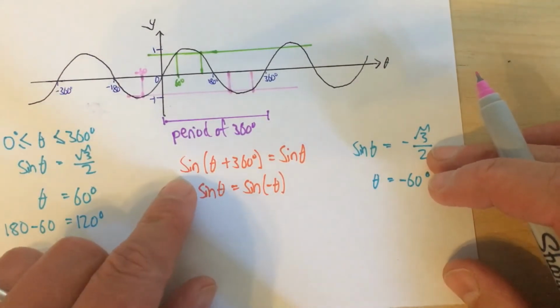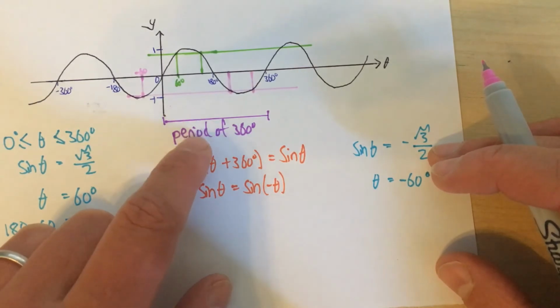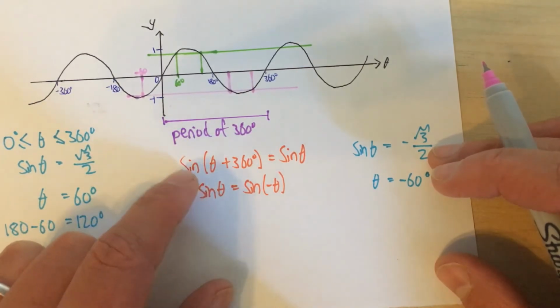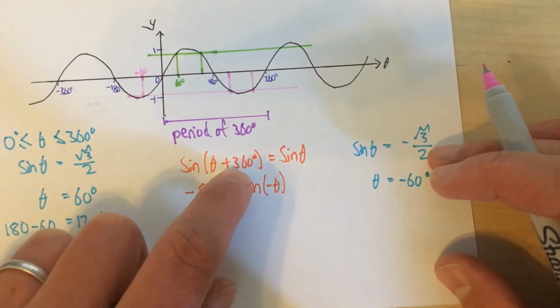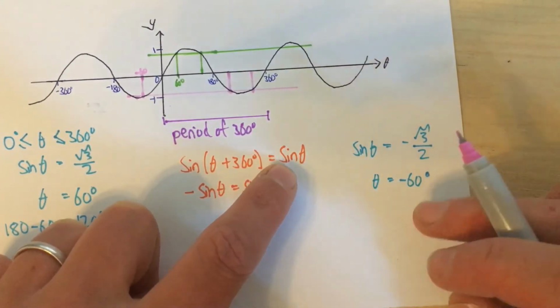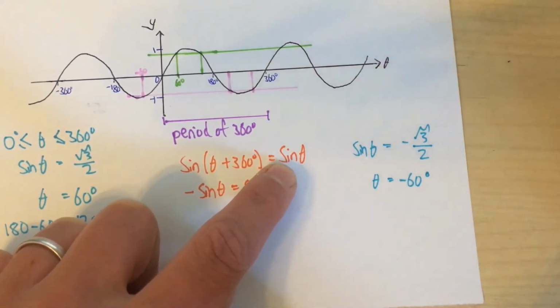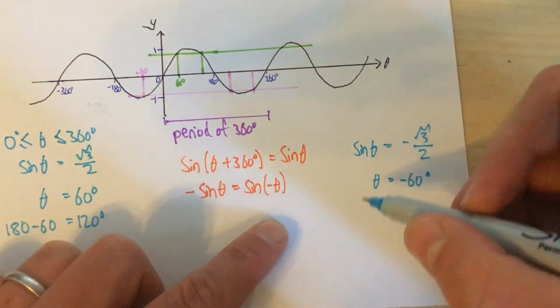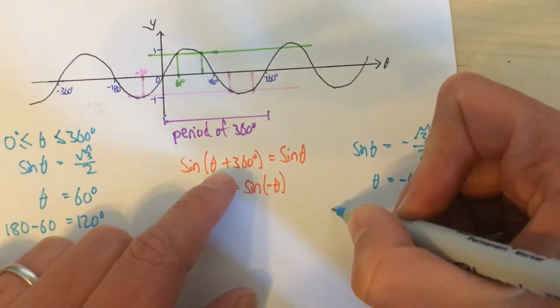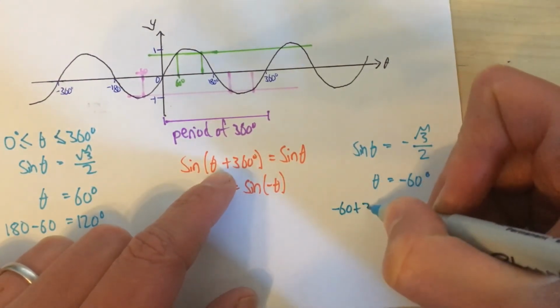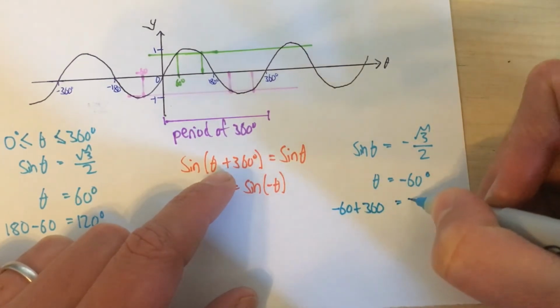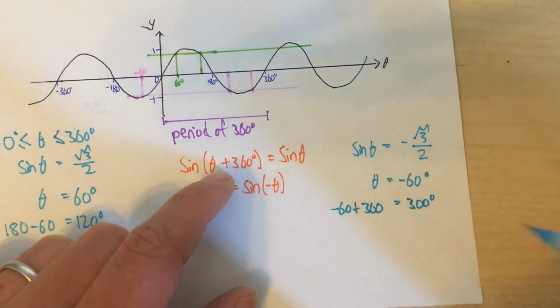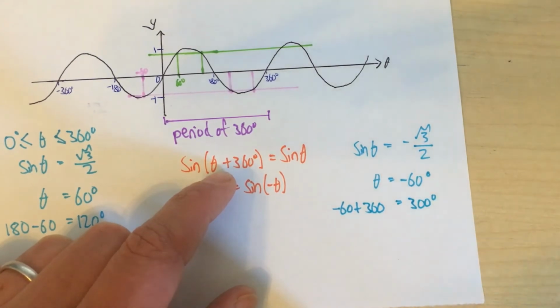Well, look at this. It has a period of 360 degrees. So sine of theta plus 360 is equal to sine of theta. Well, I know one value, even though it's outside the range. So I can find a second one by doing this. Theta plus 360. And that gives me 300 degrees. So I know that that is one of the solutions.